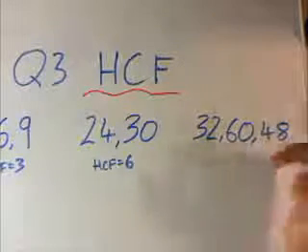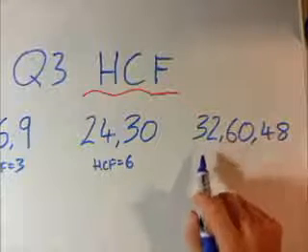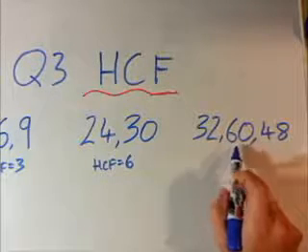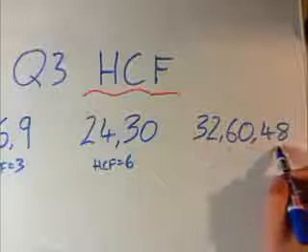Let's try another factor of 32, 4. 4 times 8 equals 32. Now does 4 go into 60? Well, 4 times 15 equals 60, so good. Now we've got to check for 48.